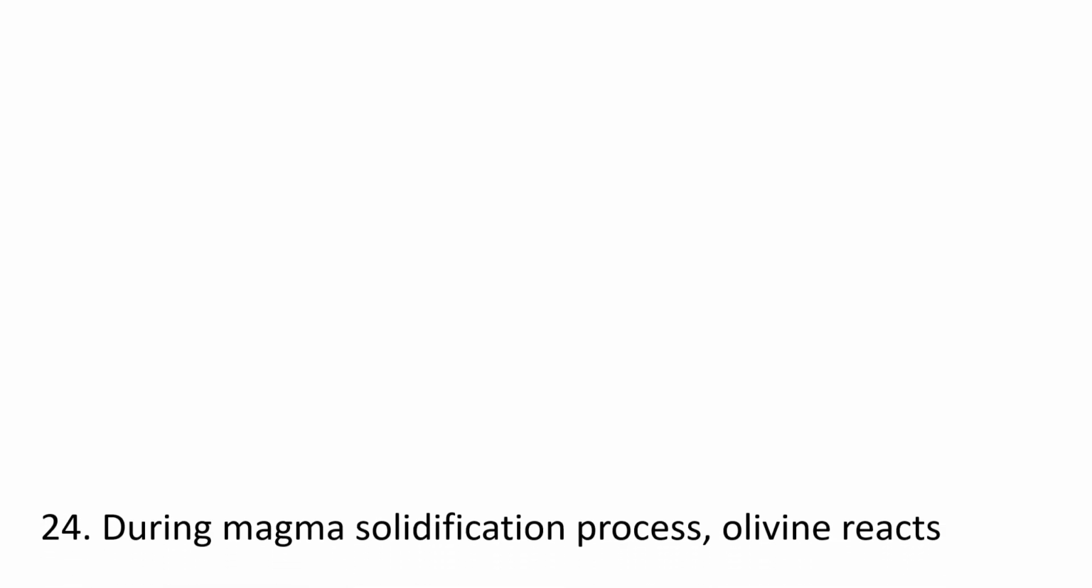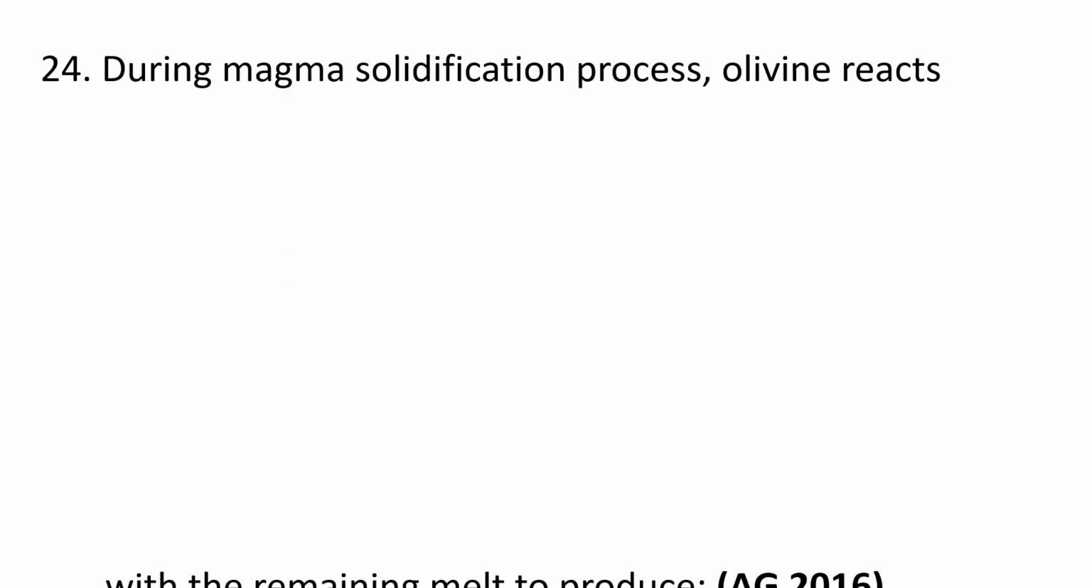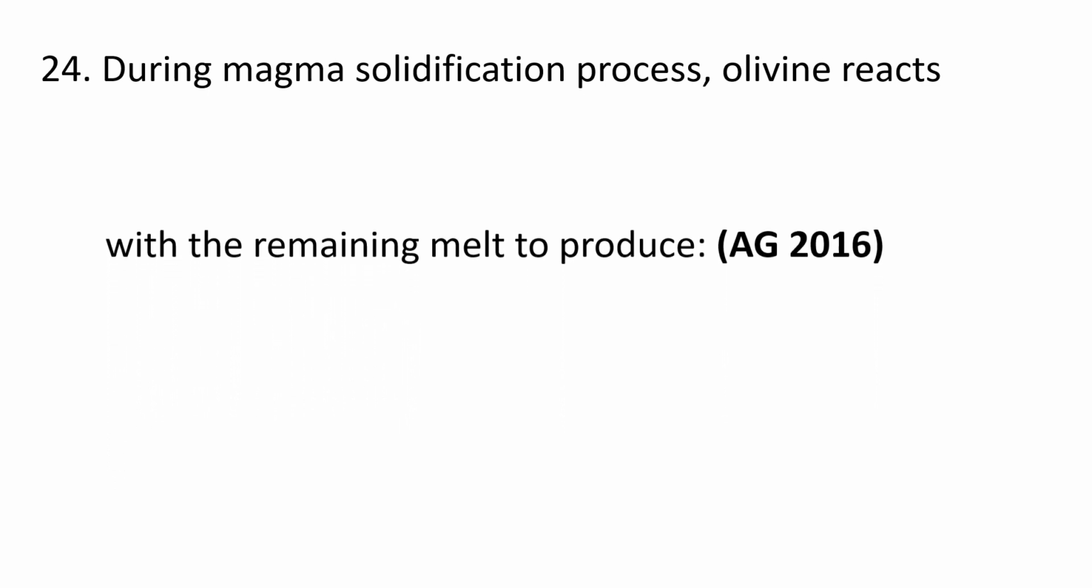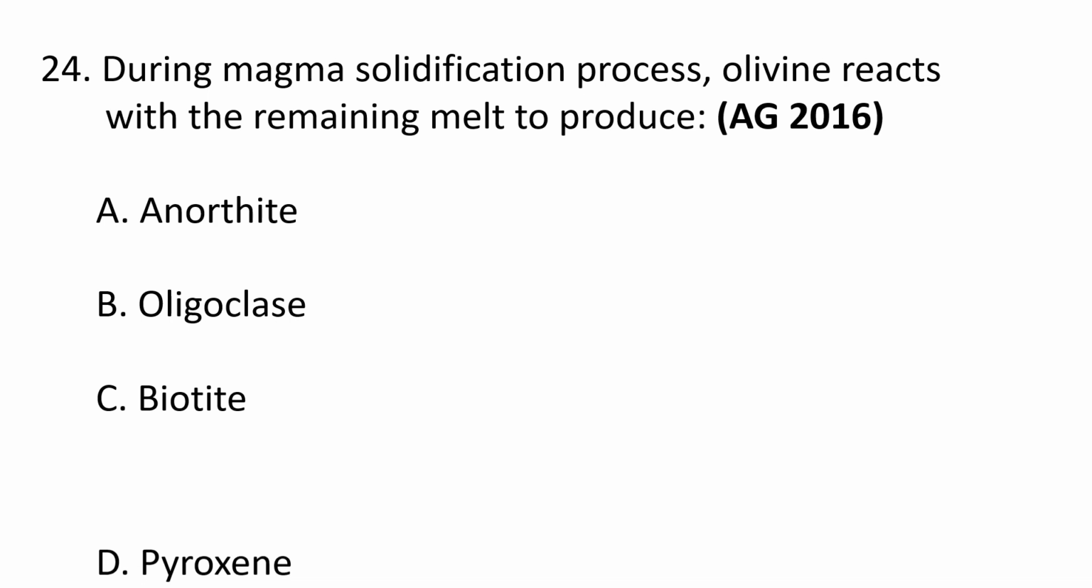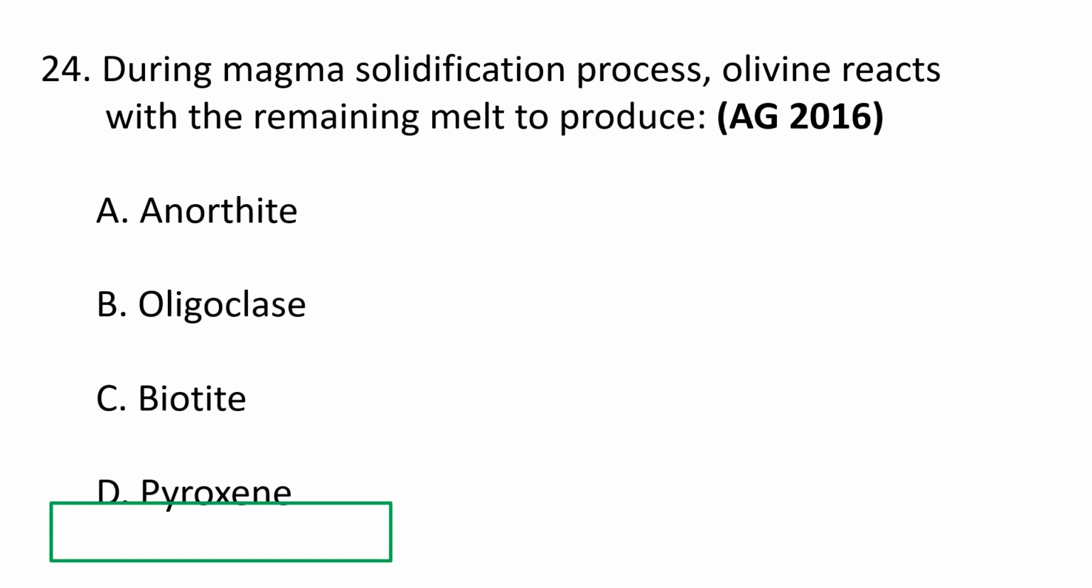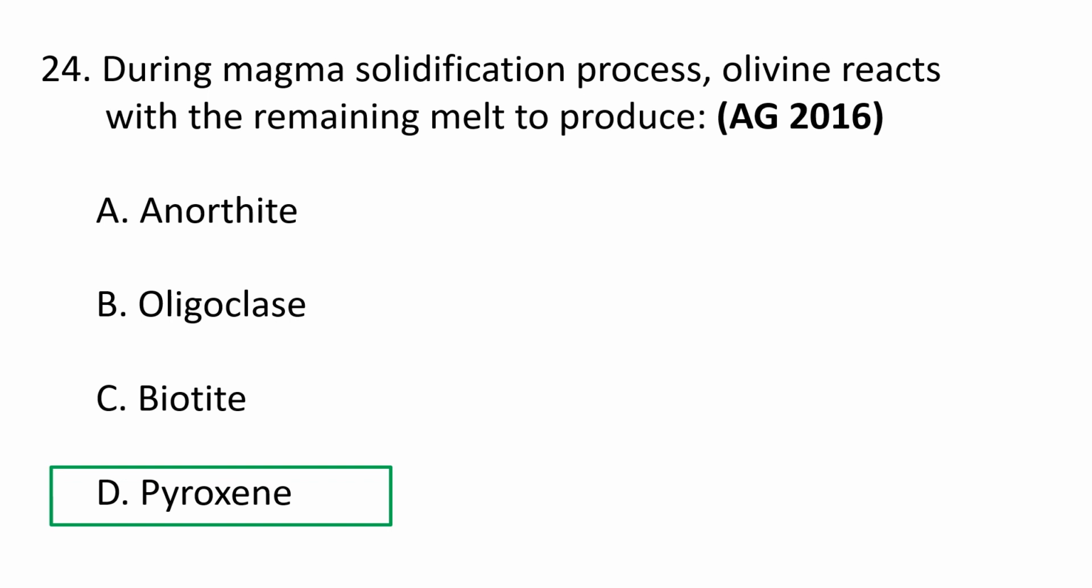Coming to the 24th question. During magma solidification process, olivine reacts with the remaining melt to produce. So that means olivine reacts with the leftover melt and it produces what? Choices are A. Anorthite, B. Oligoclase, C. Biotite and D. Pyroxene. The correct answer is D, pyroxene. Olivine reacts with the remaining melt to produce the next mineral, which is pyroxene.